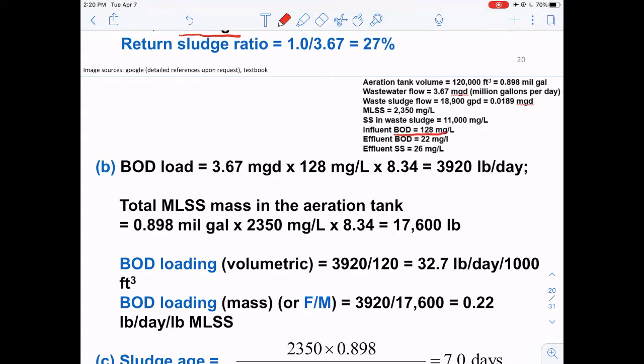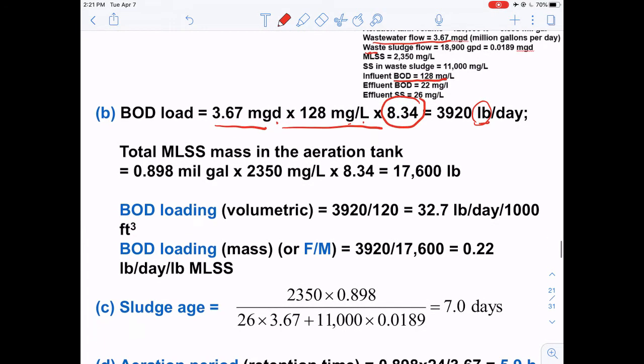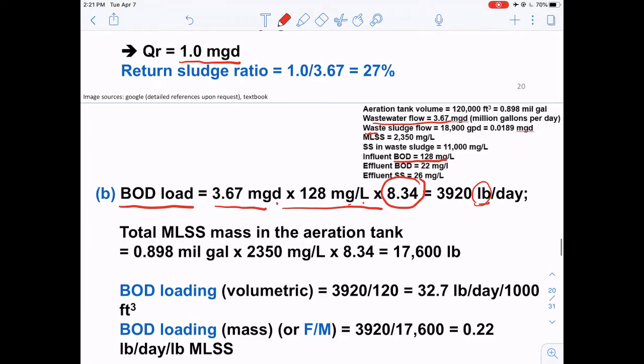Since we already know the BOD in the influent and the flow rate of this wastewater, 3.67, we can just directly multiply them together. Notice that in this problem we're using pounds. So first we need to convert gallons into liters, and then convert standard units of mass into pounds. That conversion is done by this 8.34 value here. By calculating this, we can obtain the BOD load, or BOD loading, right?